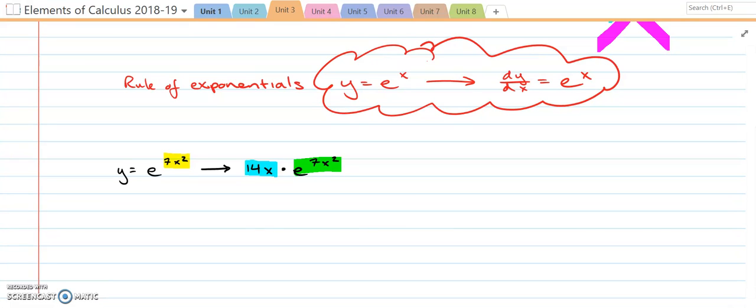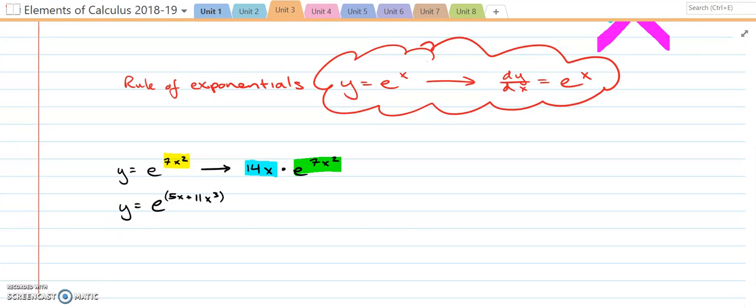So it's actually not that hard of a thing to do using e to the x. Let's try one more. Y equals e to the 5x plus 11x to the third. And all of that is an exponent.